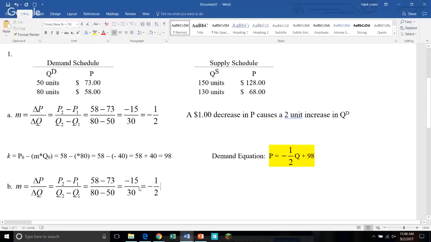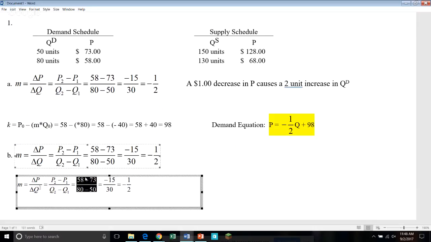I have to start by replacing the 58 minus 73 with the prices in the supply schedule. So that's going to be 68. And then 73, I have to replace with the 128. Notice we're using stuff from the supply schedule here. And then for the denominator, I have to have 130 minus 150. Now, 68 minus 28 is equal to negative 60. And then 130 minus 150 is equal to negative 20.